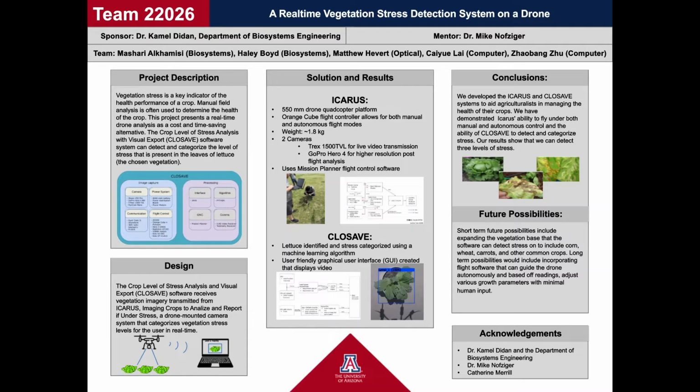The goal of our project was to create a system that can detect vegetation stress in real time. To accomplish this, we divided our project into two different subsystems: the image capture system, which we called Icarus, and the image processing software, which we called ClosSave. Icarus is a 550mm quadcopter with 2 cameras on it, and the ClosSave system is a machine learning algorithm which was trained to detect 3 different levels of lettuce stress.